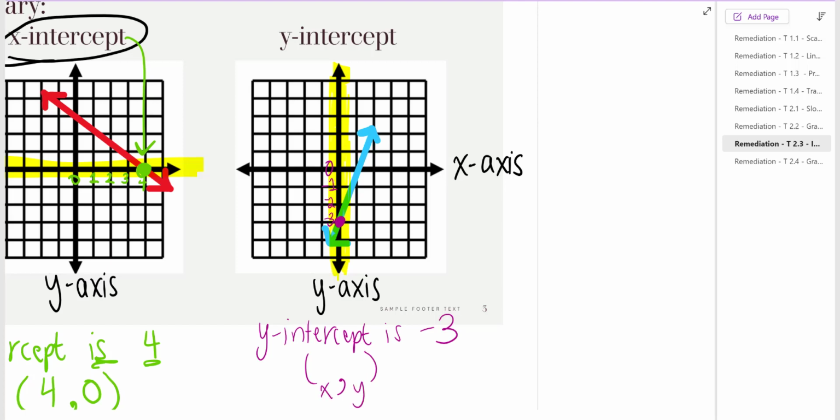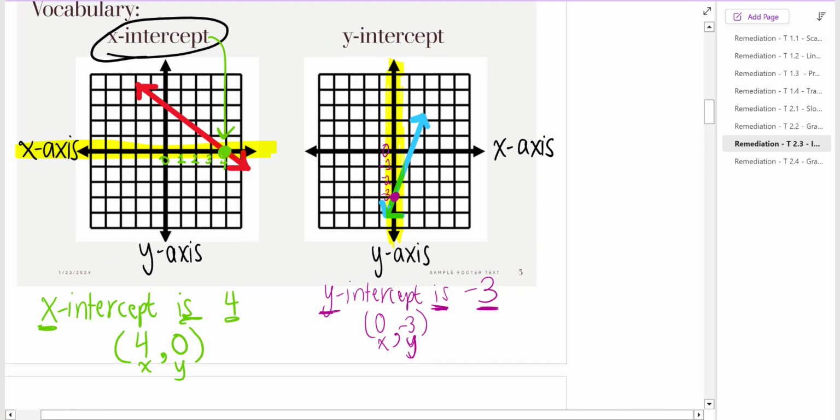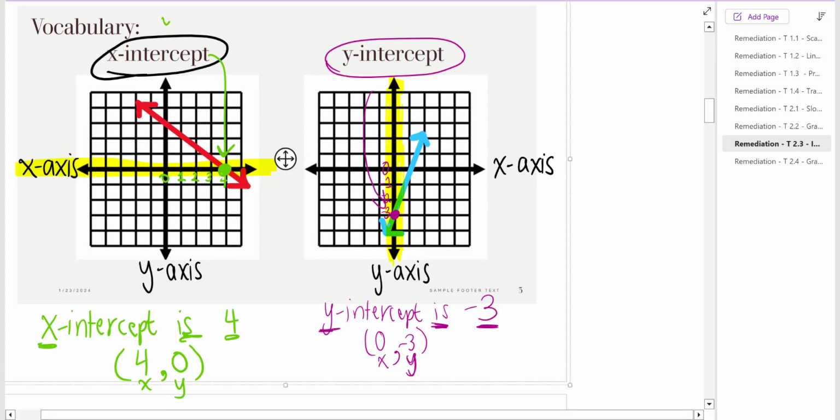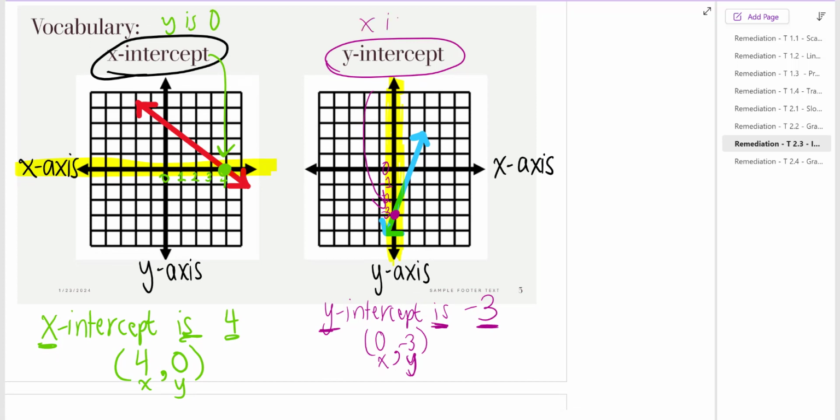But how do we write that in the form of a point? ¿Cómo puedes escribir esto en la forma de un punto? So remember, Y is -3. Y es -3, so en el punto Y es -3. And then again, X is 0. And that's actually the pattern. So when you have an X-intercept, Y is 0. And when you have a Y-intercept, X is 0.